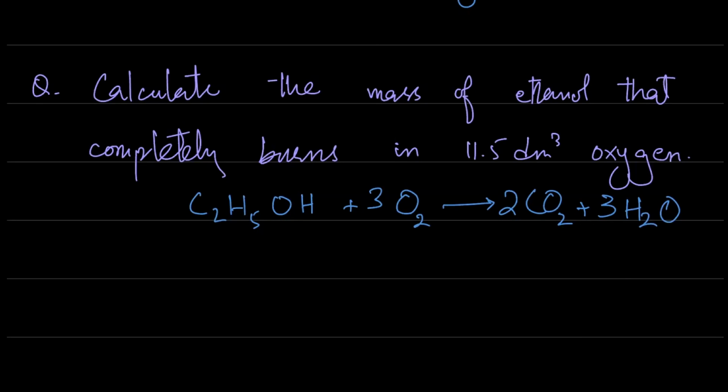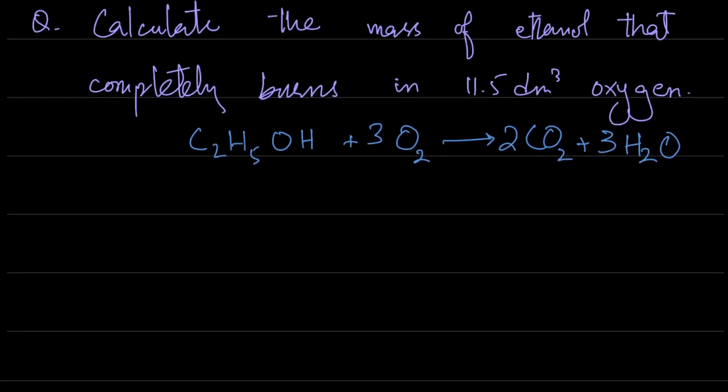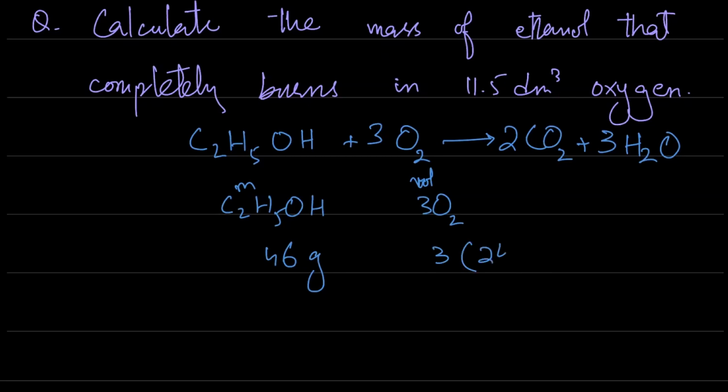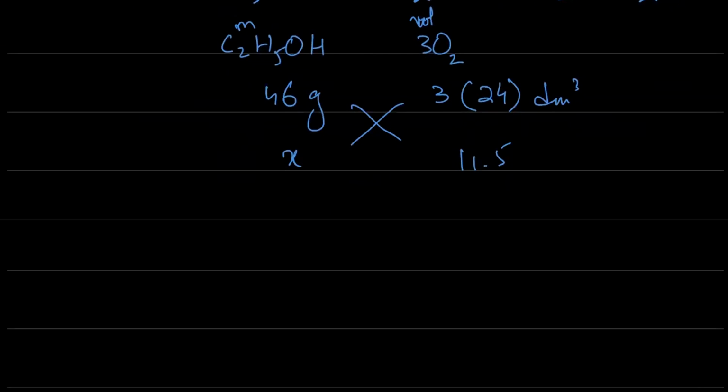Okay. So the question is mass of ethanol when volume of oxygen is given. So I'll just copy that part as I told you yesterday. Copy this portion. So C2H5OH and 3O2. I have Mr of this. So this is the mass and this is the volume. So Mr of ethanol is 46. So 46 grams reacts with 3 times 24 dm cube of this. Why 24? Because it is volume. And I have 11.5 available. So it's going to react with x. Cross multiply. And I'll get 46 times 11.5 is equal to 3 into 24x. And now I'll just solve it.